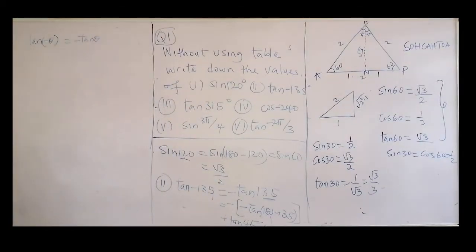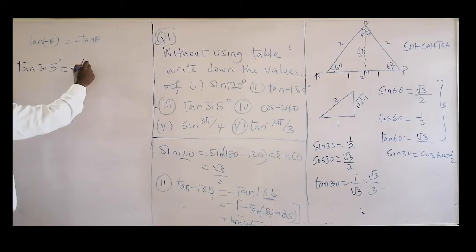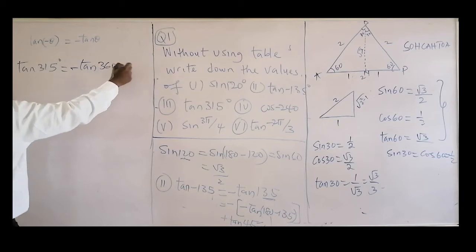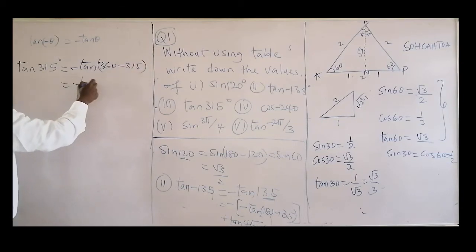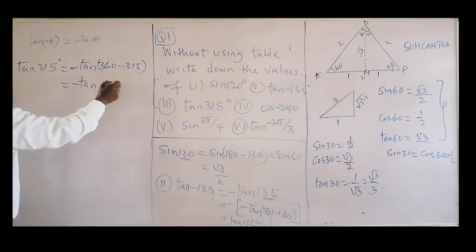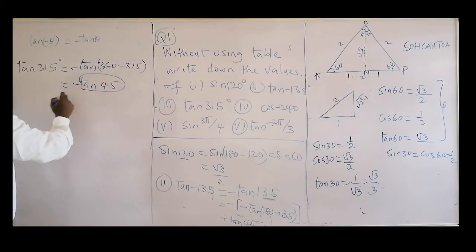Tan 315. This value falls in the fourth quadrant, and we are given tangent, so that means it will be minus tan. And what is the rule in the fourth quadrant? In the fourth quadrant, that's 360 minus 315. That is equal to minus tan 45, and tan 45 is 1. So that's negative 1.